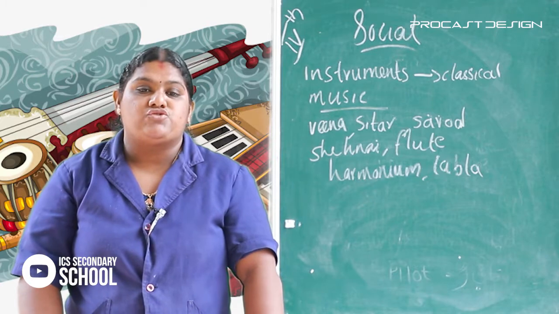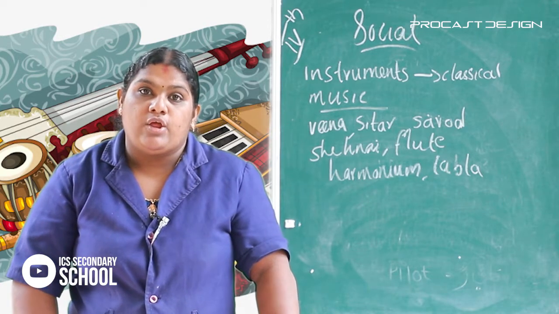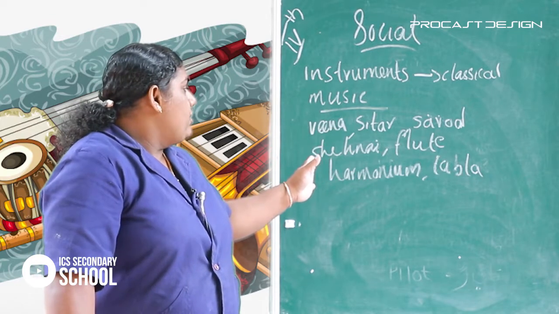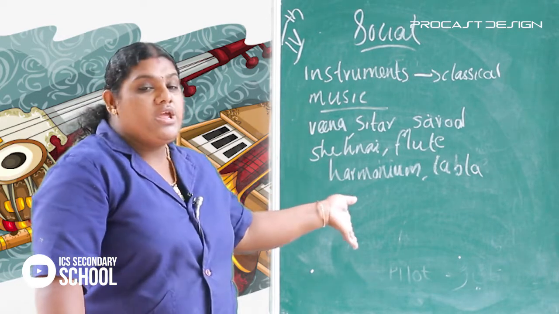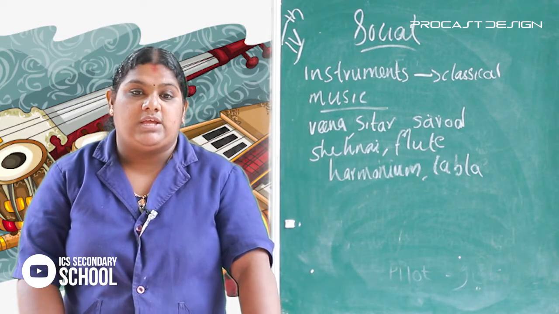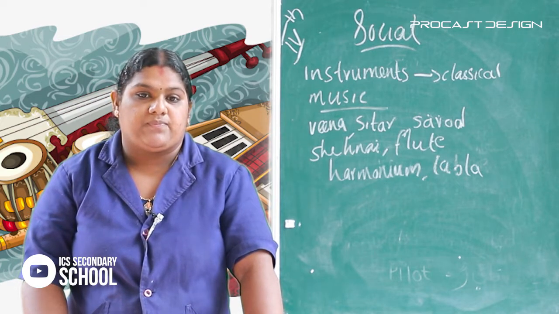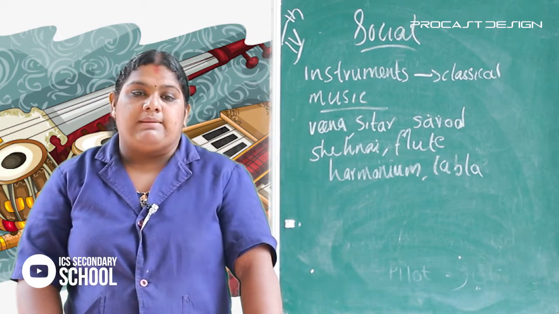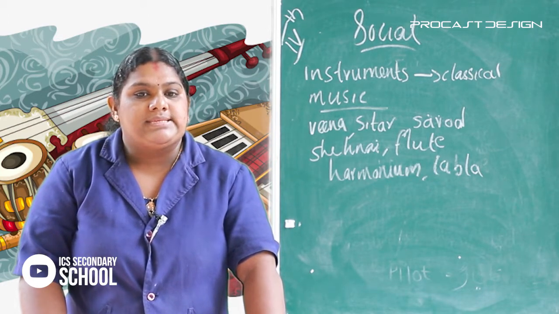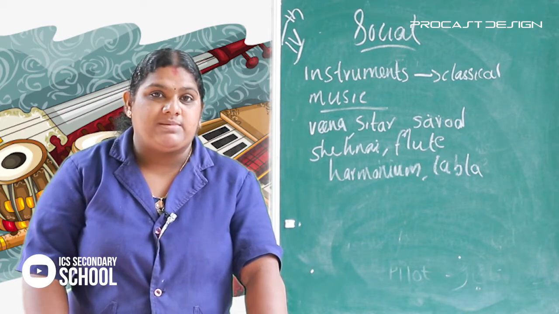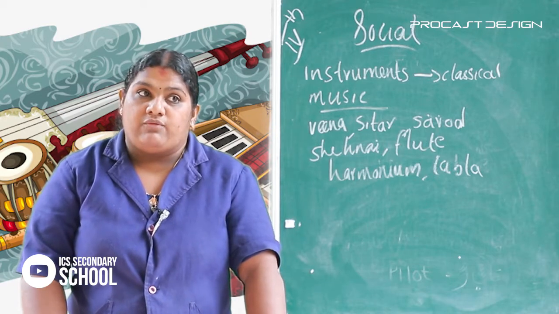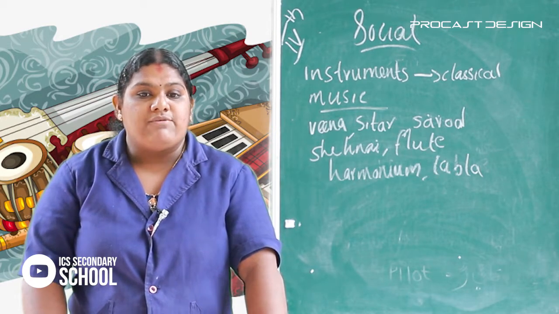Different musical instruments are used in classical music. Some of them are veena, sitar, sarod, shehnai, flute, harmonium, tabla, etc. These were the main important instruments used in classical music. Some are very popular musical instruments in classical music. Ustad Zakir Hussain was very famous in tabla, and Hari Prasad is very famous in flute.